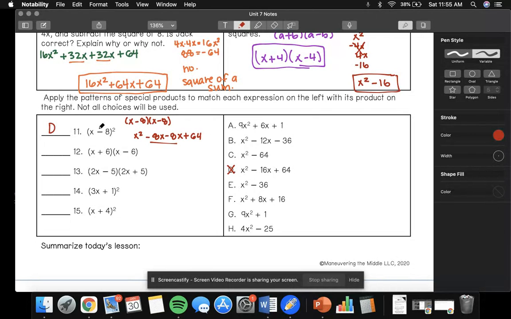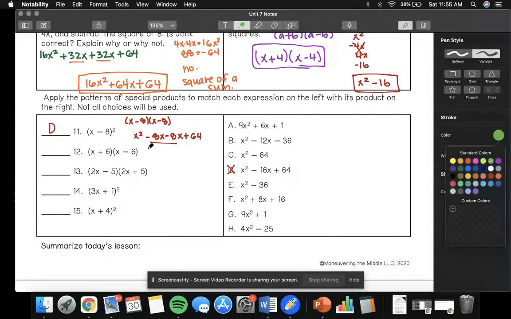Okay, again, you could use the pattern. Okay, x squared, you would double it after you multiply and get negative 16, and then you would square the last one. Okay. The next one, this is the difference of squares, if you notice that.